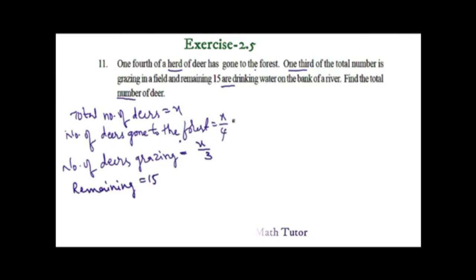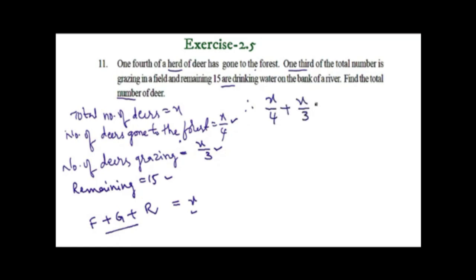Number of deer gone to the forest is x by 4. Number of deer grazing in the field is x by 3, and the remaining deer are 15. Now we are going to make the equation. The total number of deer is x. From that x, some deer went to the forest, some are grazing in the field, and some are remaining. Adding all these deer, we get the total. So x by 4 gone to the forest, plus x by 3 grazing in the field, plus the remaining 15, is equal to the total x.